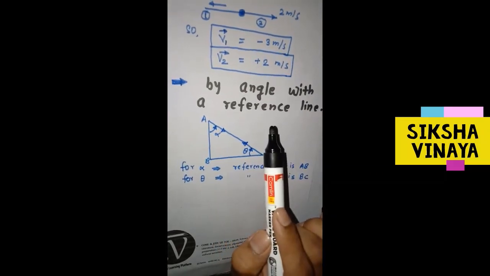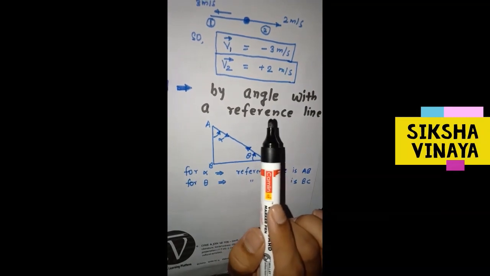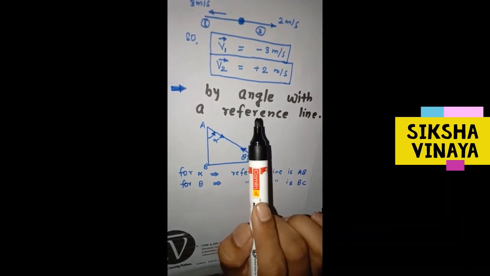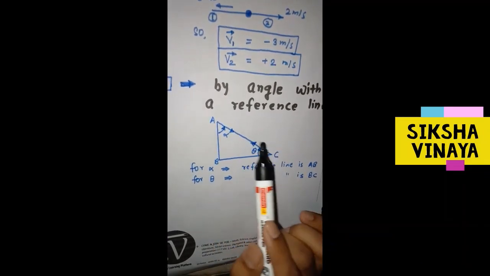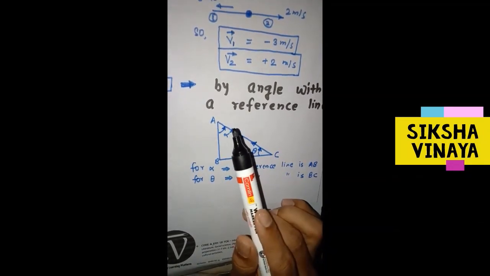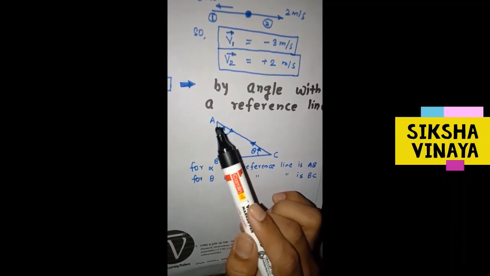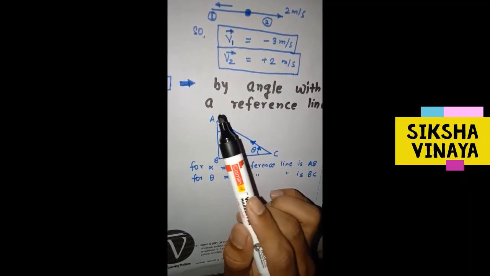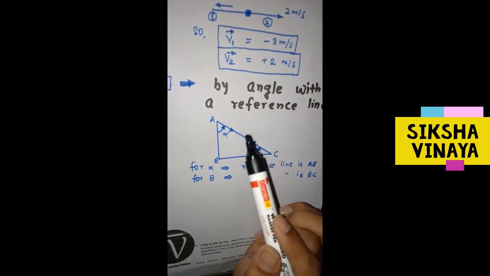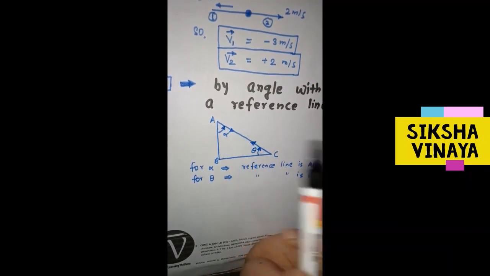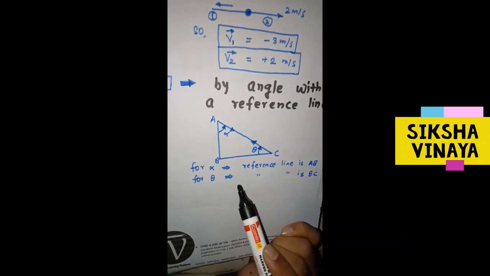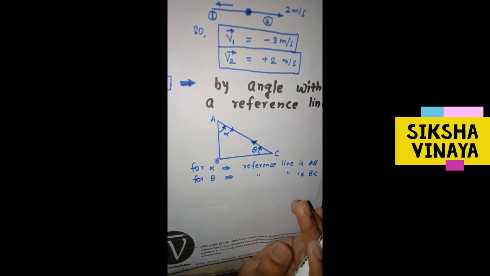Second is by angle with a reference line. Means you can give the idea of direction by the viewing perspective or angle with a reference line. Here, if I say theta is the angle here, it means somebody views from this line. If I say alpha is the angle here, we can say somebody views from A along this line. So we can say the direction in a different way by angle also. Okay, here for alpha the reference line is AB and for theta the reference line is BC.